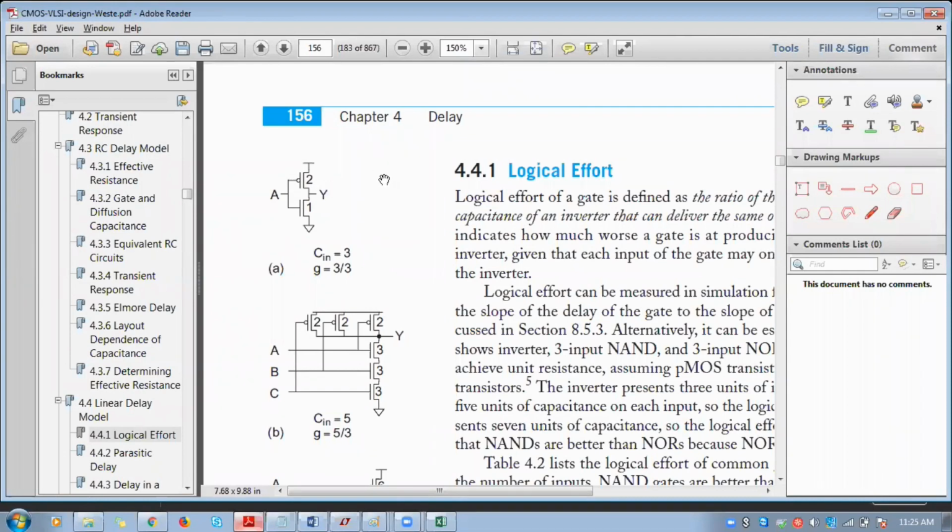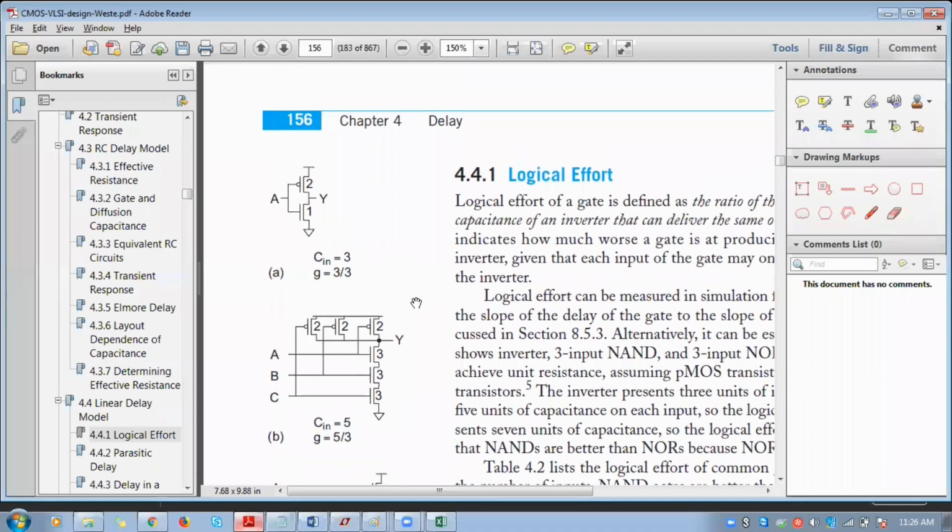Actually, the gate for which we are going to calculate logical effort, as well as the unit inverter, should have the same output current. Then only we can compare those two networks. Here they have shared an example of how to calculate logical effort for a unit inverter as well as an AND 3.